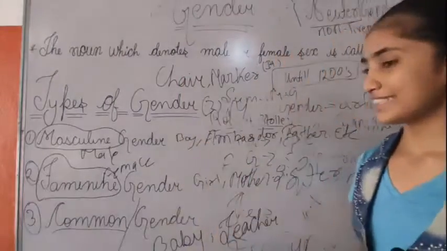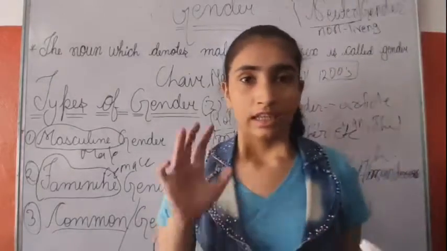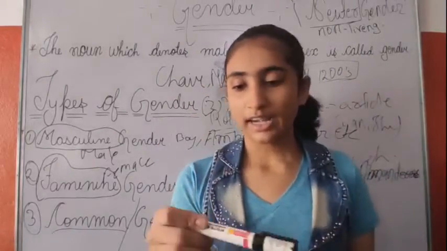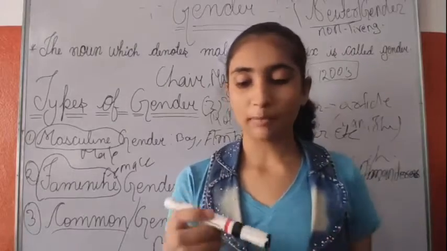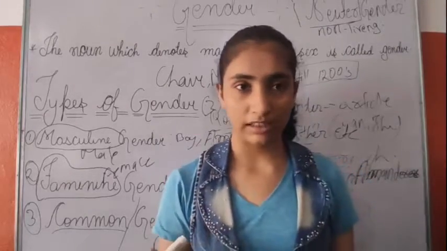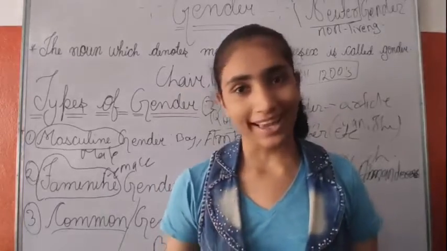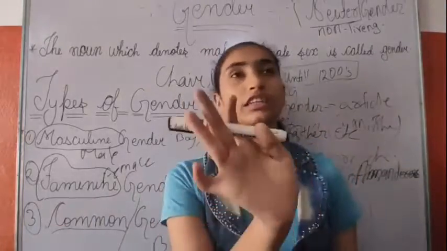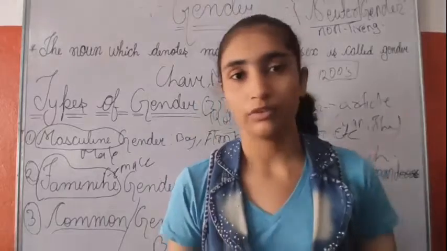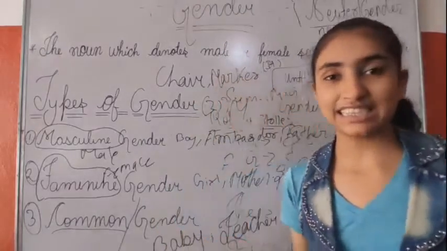For example, let's take, it is a marker of gambling. I cannot say he's the marker of gambling. No. I can also not say she's the marker of gambling. Let's come back to our point.